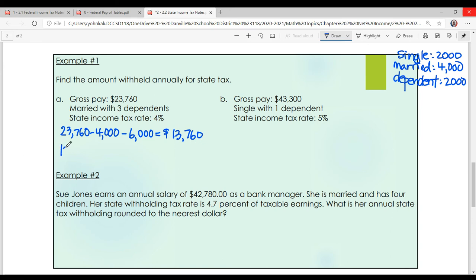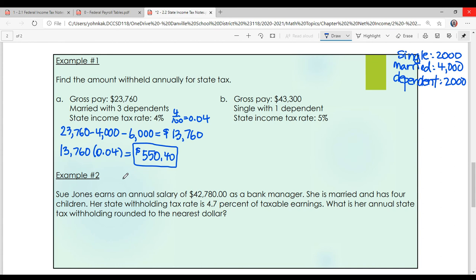So I'm going to take that amount and multiply it by the income tax rate as a decimal. Remember, if you don't remember how to change 4% to a decimal, you just do 4 divided by 100, and that's how you get 0.04, which is what we multiply by. So I can multiply these two values together and get $550.40. This is how much the state will take out of your paychecks throughout the year to give for state income tax.